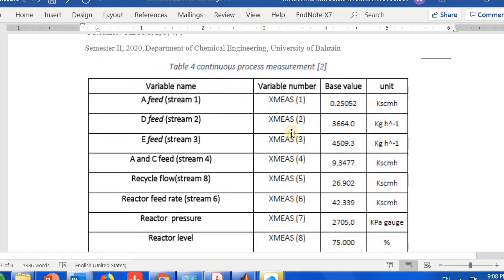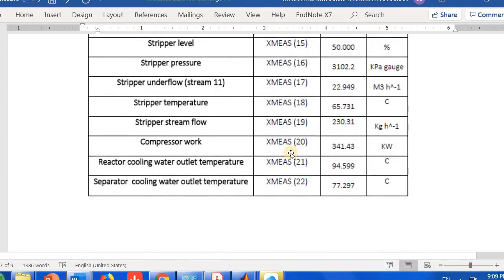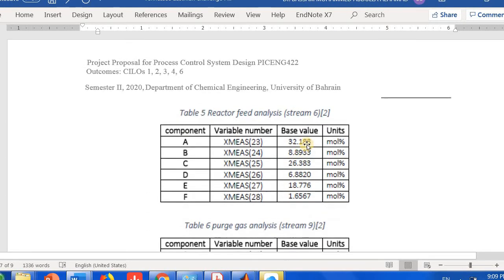Great. Now I also want to tell you that we have 42 measurements, represented as XMEAS 1, XMEAS 2. What is the flow rate of A? It is XMEAS 1. What is the flow rate of D? It is XMEAS 2. What is the flow rate of E? It's XMEAS 3. What is the flow rate of A and C? It's XMEAS 4, and so on. This is the way of looking at all the measured process variables that you have in the system.